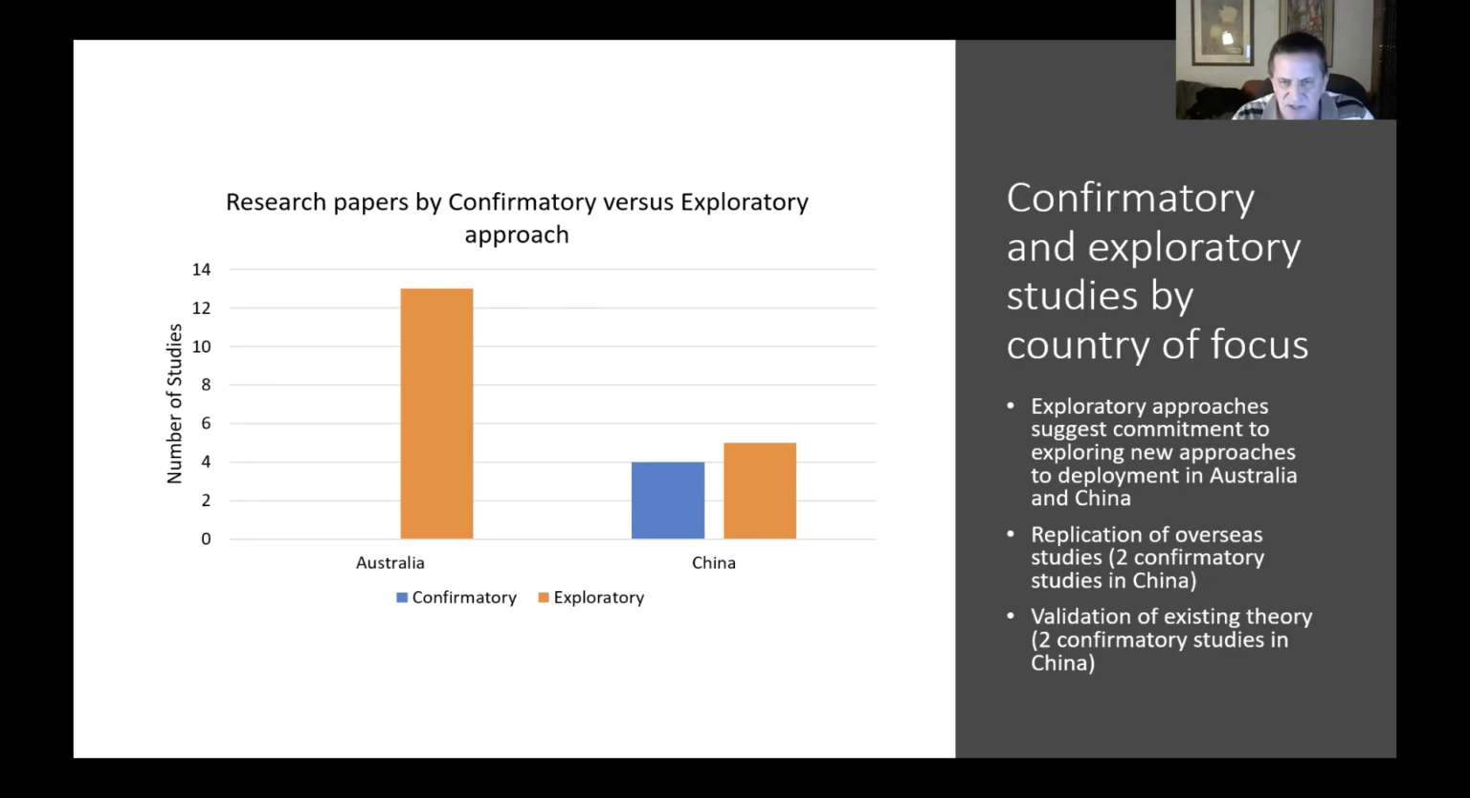And 2 of those studies coming out of China were confirmatory in the sense that they looked at overseas research and tried to replicate that in China. And 2 of them looked at existing theories in a generic sense and then sought to find the applicability of those theories in a Chinese context. So once again, the interesting finding, confirmatory papers tend to be more prevalent, at least with this little niche area of learning management systems in China than they are in Australia.